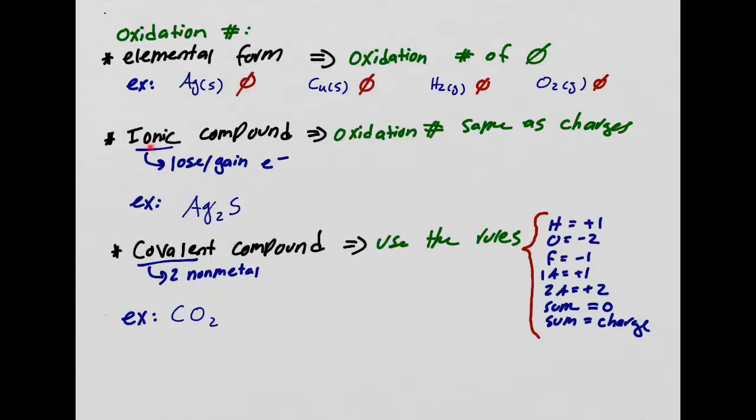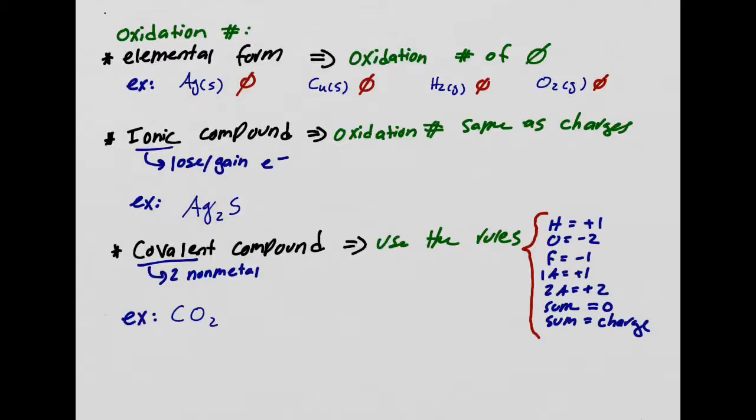Now, when you have an ionic compound, remember what an ionic compound is. You lose or you gain electrons. So the oxidation number is the same as the charge, because an ionic compound is a balance of charges. You lose and you gain electrons. So you can figure out the oxidation number based on the charges.